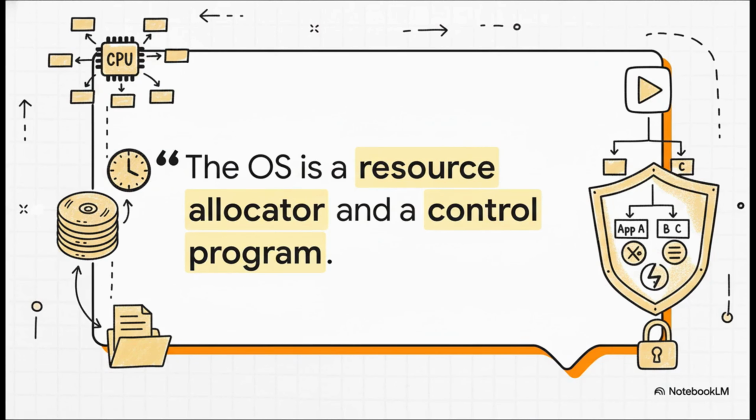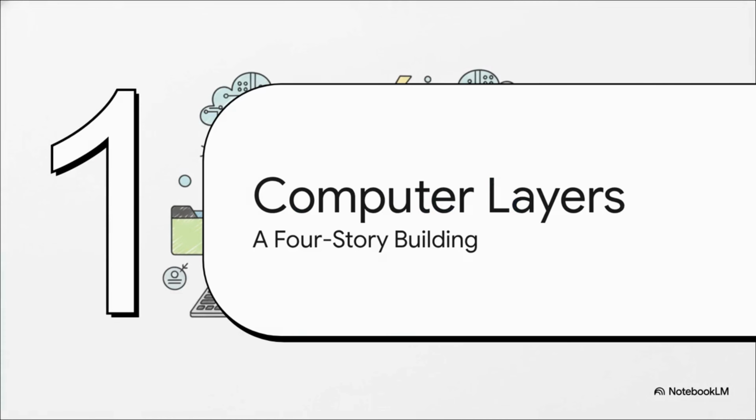And this quote really boils it down to two core jobs. First, it's a resource allocator. That just means it decides who gets what and when, which app gets to use the processor, which file gets saved to the hard drive. Second, it's a control program. It keeps an eye on all your apps to prevent errors and makes sure one rogue program doesn't crash the whole system.